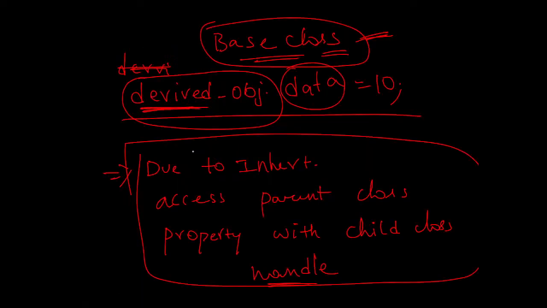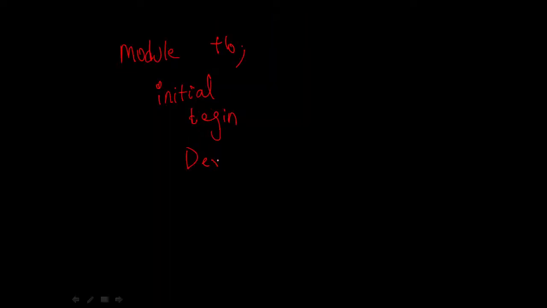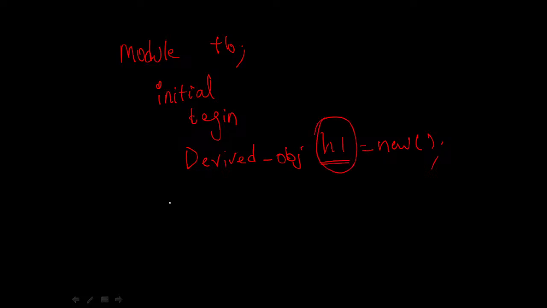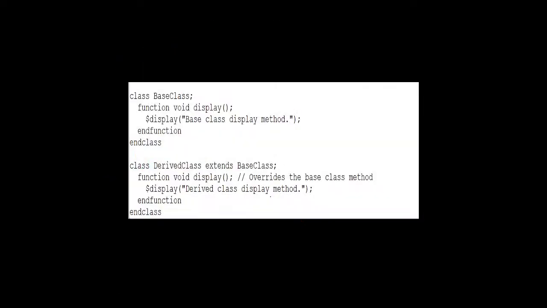If you write module tb, initial begin, if you create the child class handle derived_object h1 equal to new, I'm creating the object for my handle h1. Now I'm going to access the method which is present in the child class, h1 dot display. Obviously, only the child class method will be displayed.